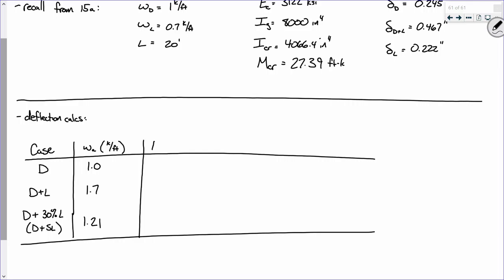Okay. Now our applied moment. How do we calculate our applied moment? It's a simply supported beam, right? So I'll put a little formula right here: WL squared over 8. So the first one, we said WL squared over 8. What's L? 20. So 1 times 20 squared over 8, that's 50, right? We did this last time. I'm repeating a lot of calcs that we did before. 1.7 times L squared over 8 is 85. So what is 1.21 times L squared over 8?